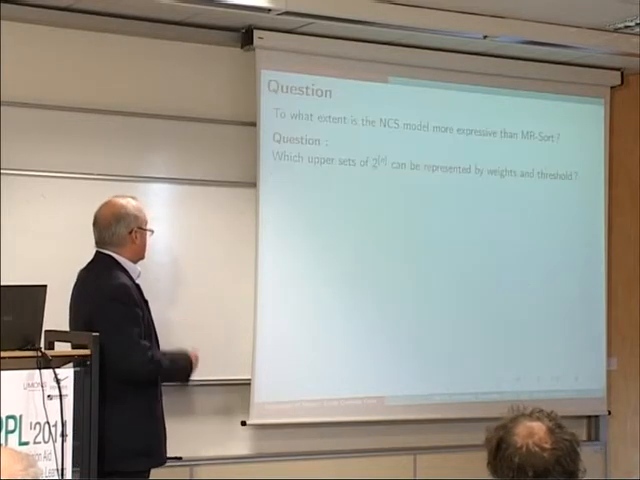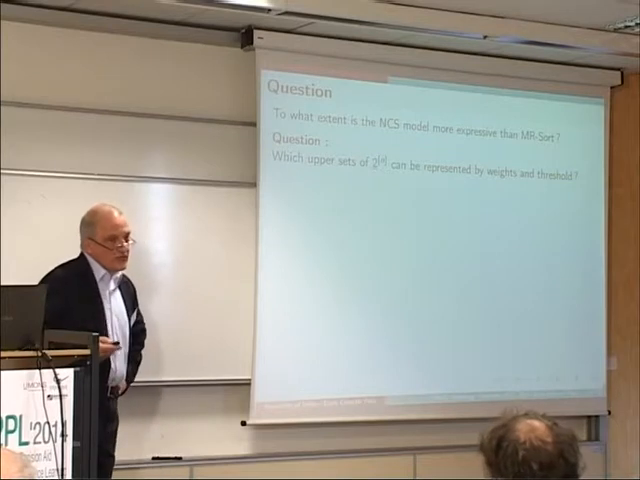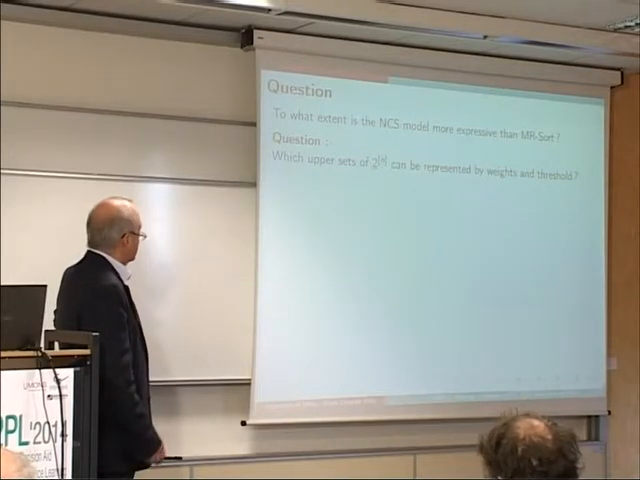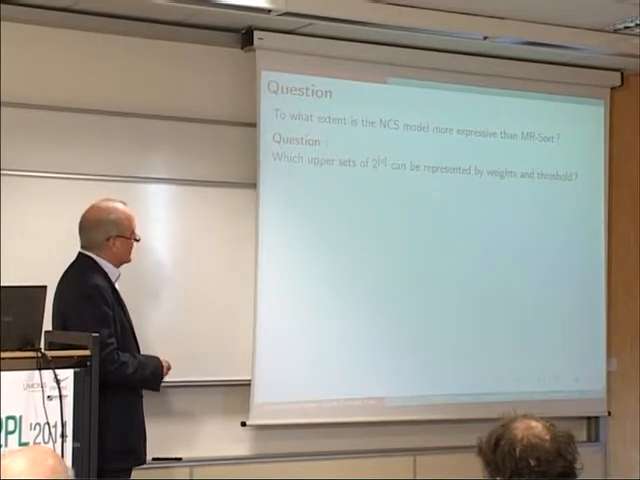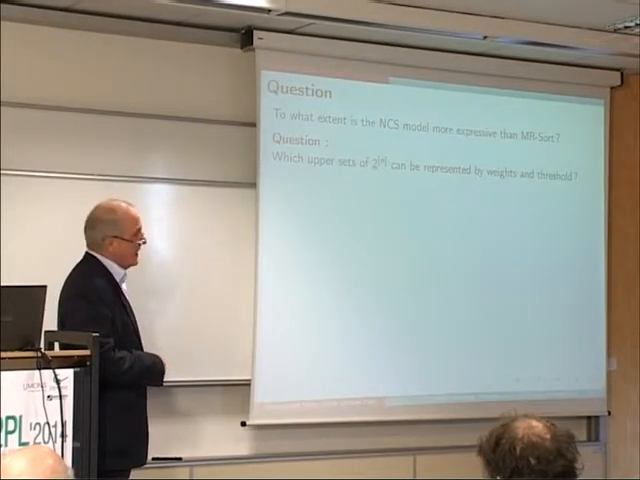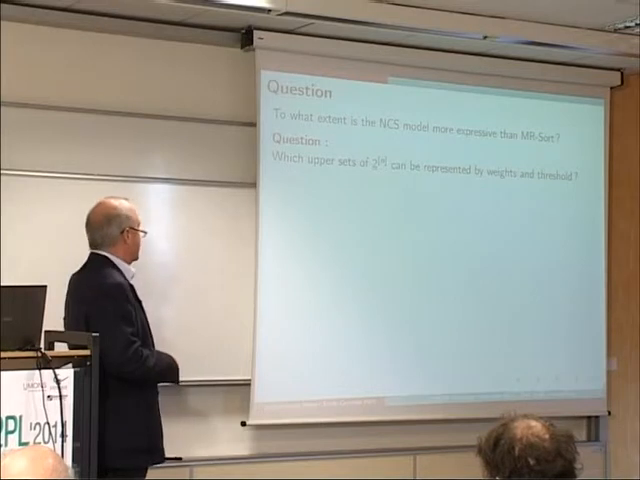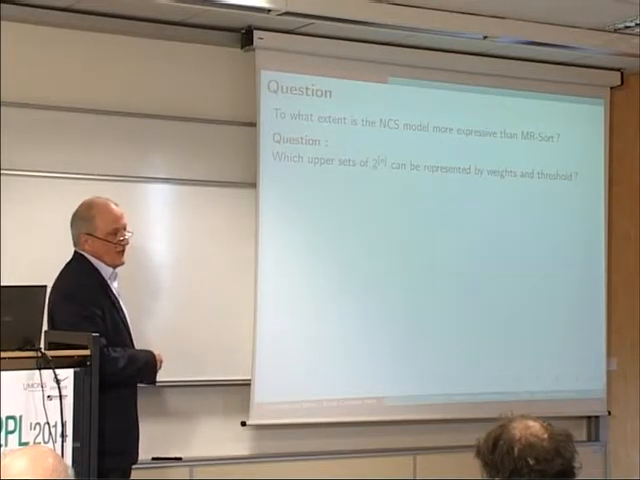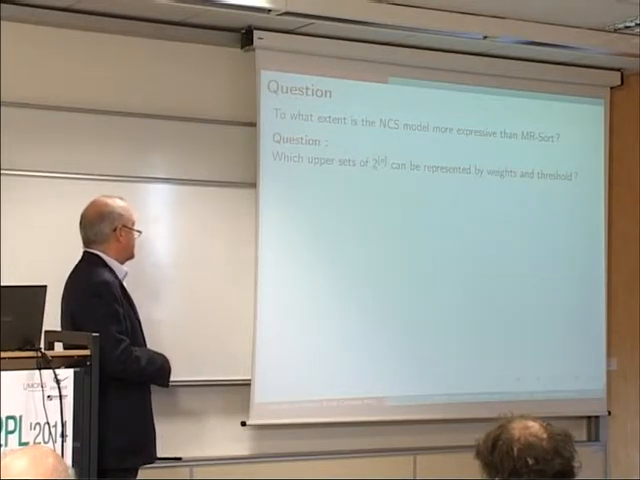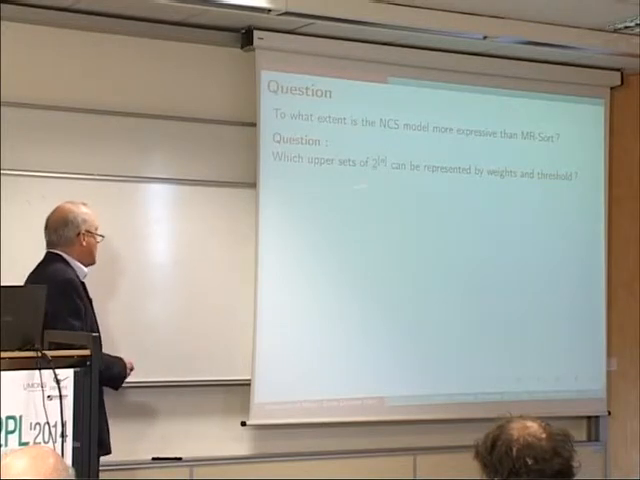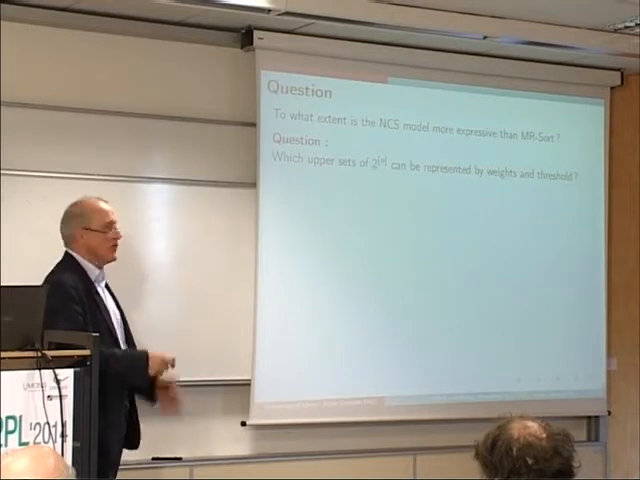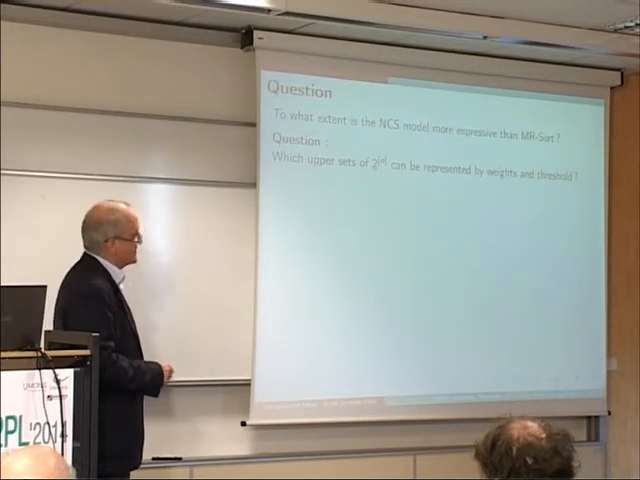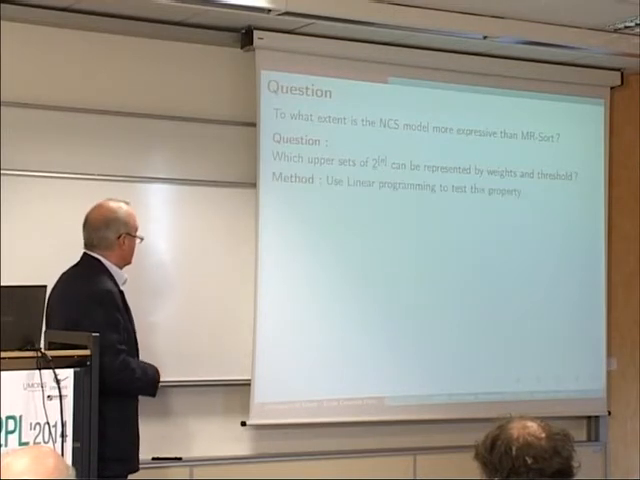Okay. So the question we are interested in is to what extent the NCS model is more general than the MR sort model, is more expressive, let's say. So one way of putting this question is to ask which upper sets, so which families of sufficient coalitions, can be represented by weights and threshold.